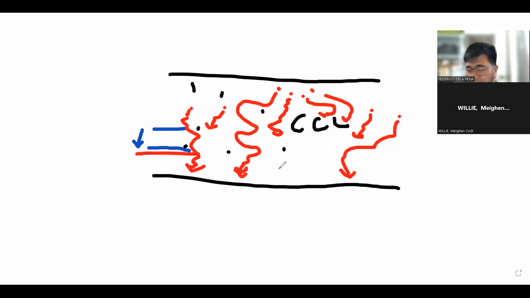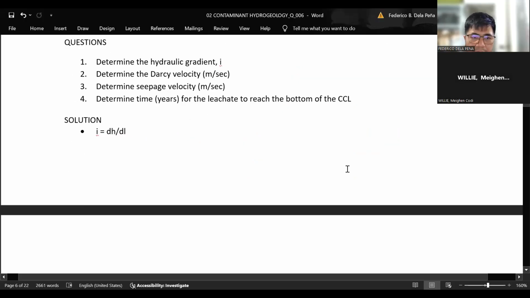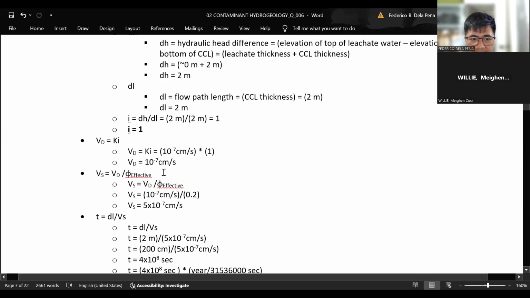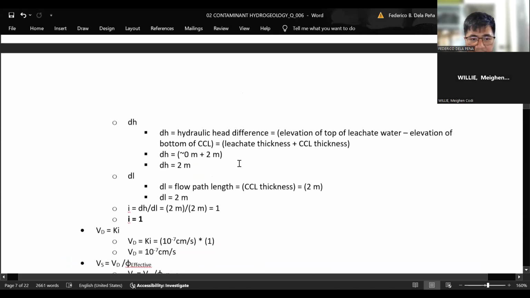In short, seepage velocity will give you the first arrivals, the fastest times in which the contaminant will reach a certain point. Darcy velocity is good for determining the overall movement of the whole contaminant. It's only good for volume estimations actually, but it's not good for knowing the timings of the contaminants. That's why we are calculating the seepage velocity for this problem, to know the first arrival of the seepage of the contaminant into the bottom of the CCL.